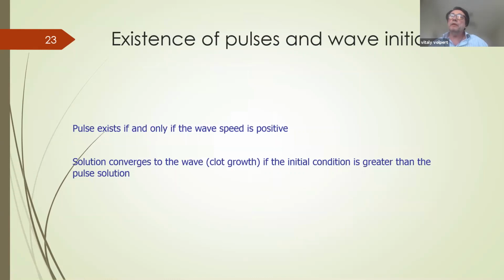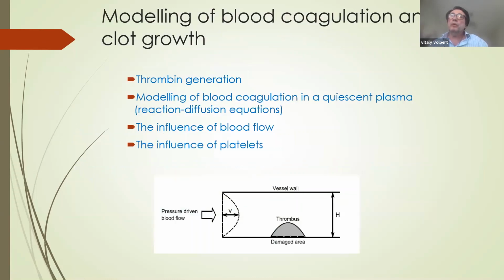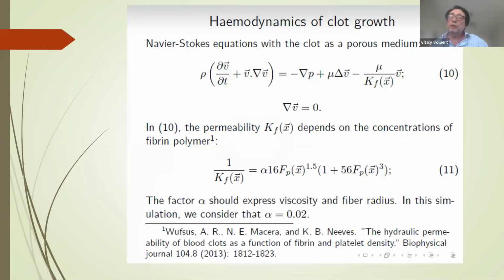Well, I skip that. And as I told you before, each time I use this occasion to show just a little bit more general models and results. In particular, what is interesting here is to see how blood coagulation is influenced by blood flow and by the presence of blood cells, in particular platelets. So to study the influence of blood flow, you can consider Navier-Stokes equations with some additional terms related to this clot.